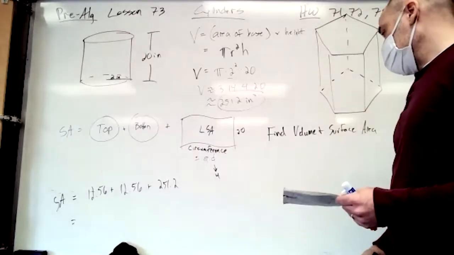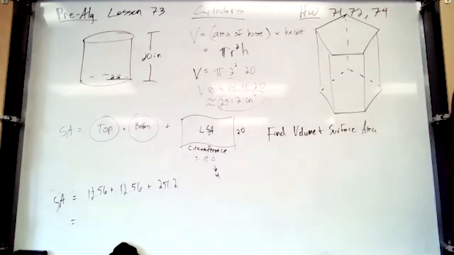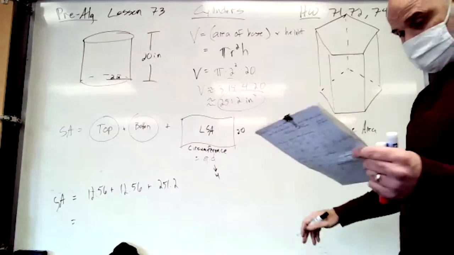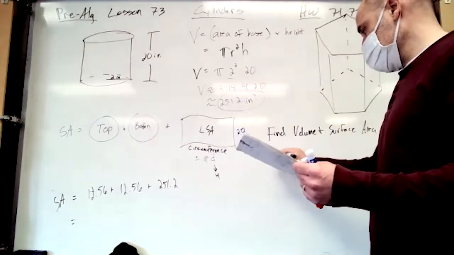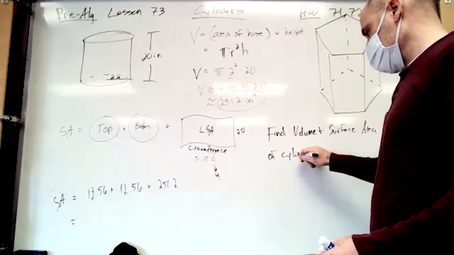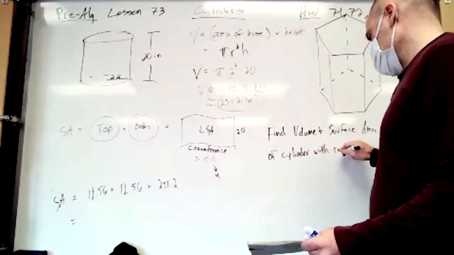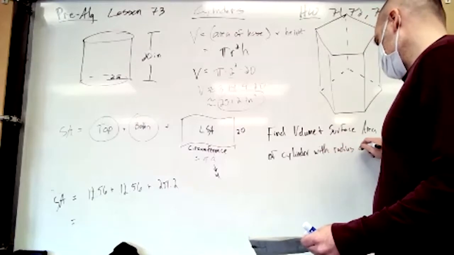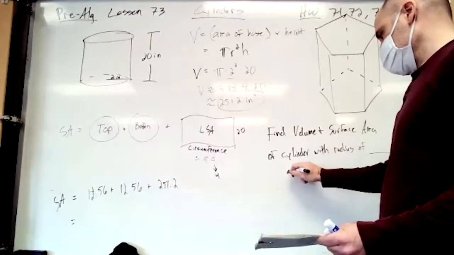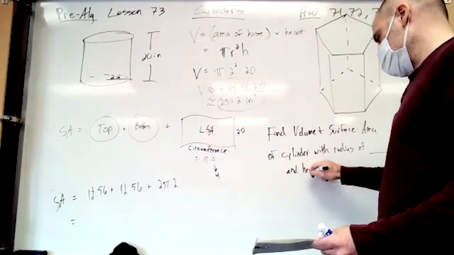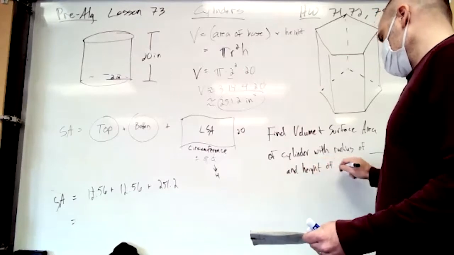I'm doing a free problem set. I want you to find the volume and surface area of a cylinder. Wait, Mr. Flack, let me get out my notebook. Let me get my textbook, see if it's an example. Radius of blank and height of blank. Ready?